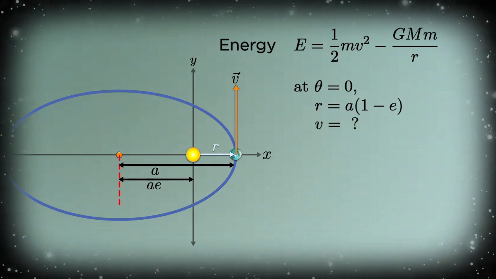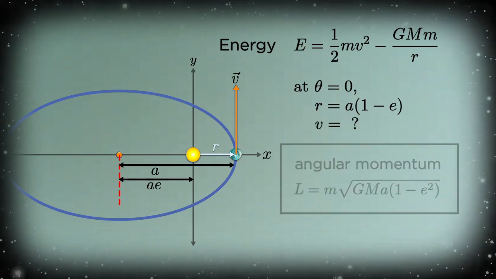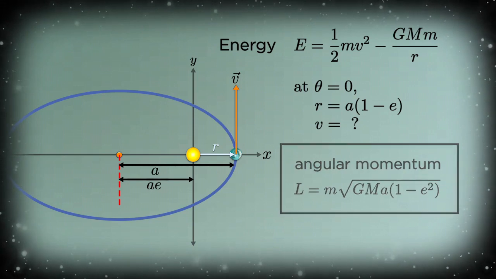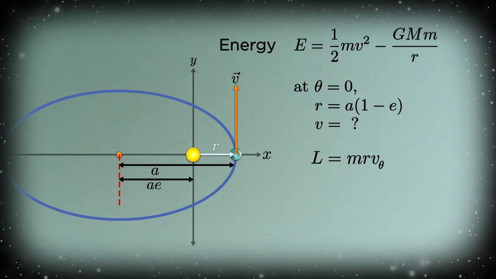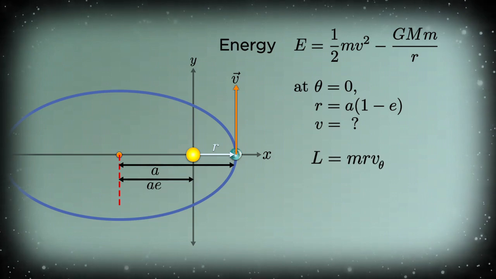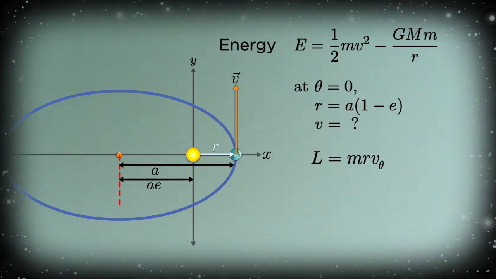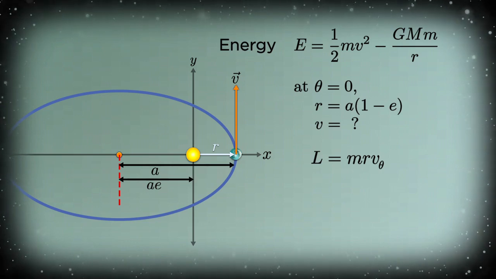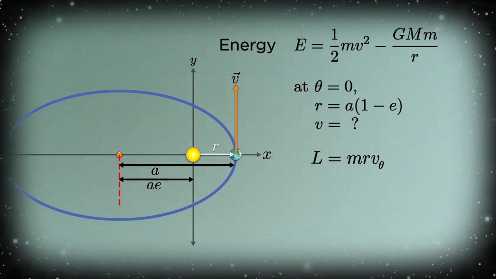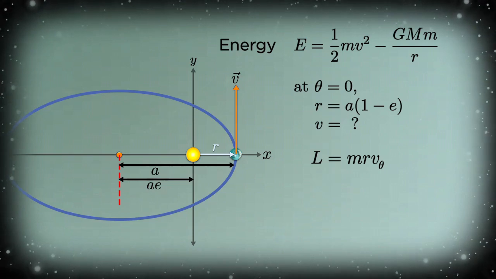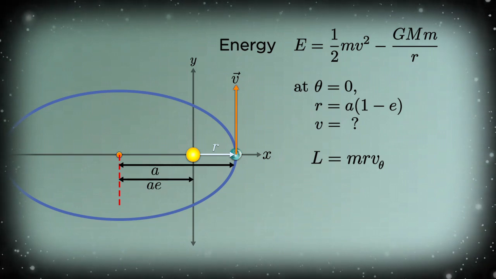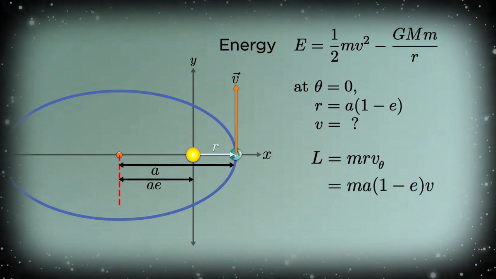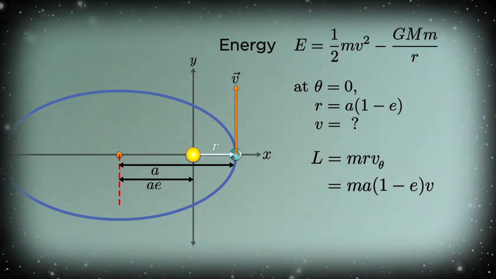What about the velocity? Well, we can figure that out with another application of our new angular momentum formula. In general, L is equal to m times r times v theta. Here at theta equals 0, v theta is simply v, because at that point the velocity vector is totally perpendicular to the radius vector. R is in the x direction, and v is in the y direction. So at theta equals 0, L equals m times a times 1 minus e times v.